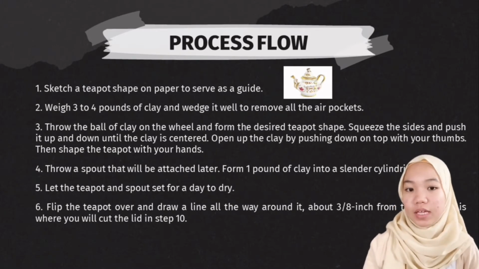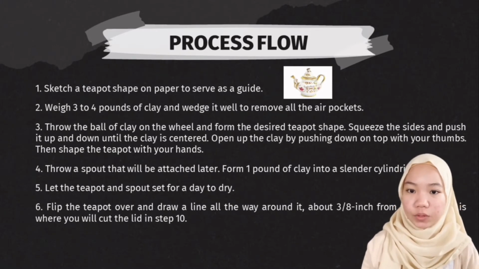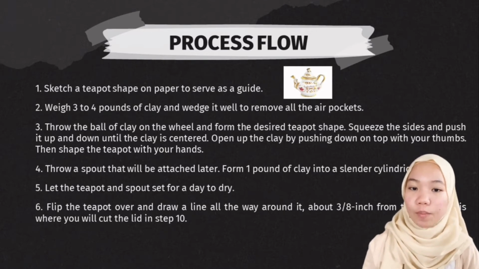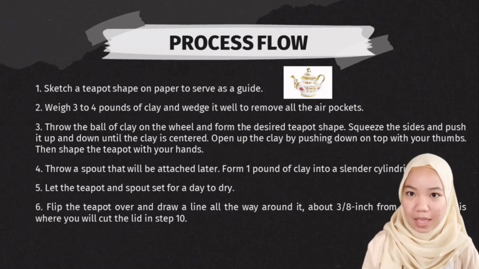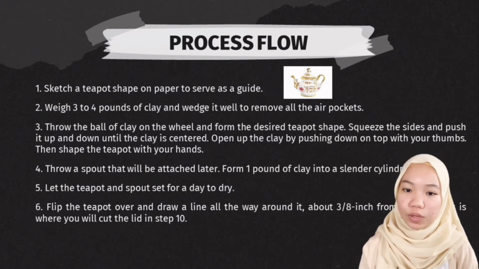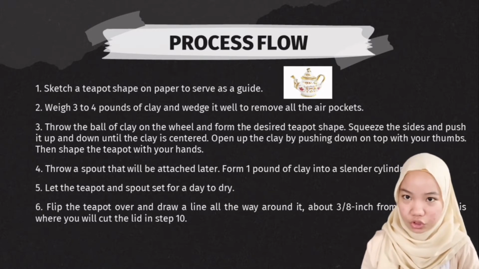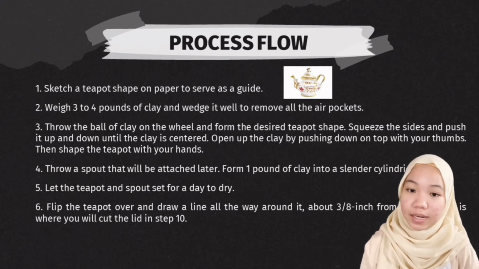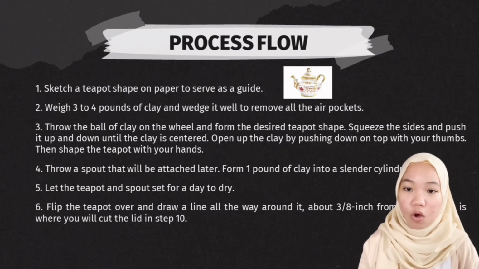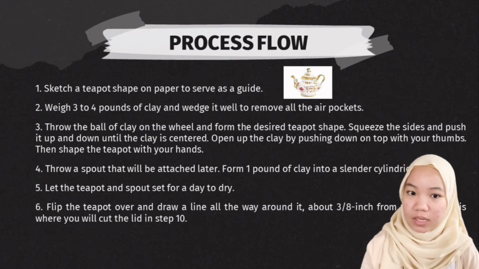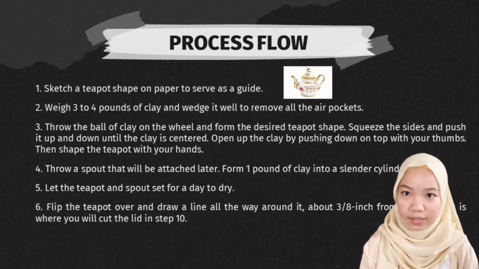First step is sketch a teapot shape on paper to serve as a guide. Second step is weigh 3 to 4 pounds of clay and wedge it well to remove all the air pockets. Step number 3 is throw the ball of clay on the wheel and form the desired teapot shape. Squeeze the sides and push it up and down until the clay is centered. Open up the clay by pushing down on top with your thumbs, then shape the teapot with your hands.